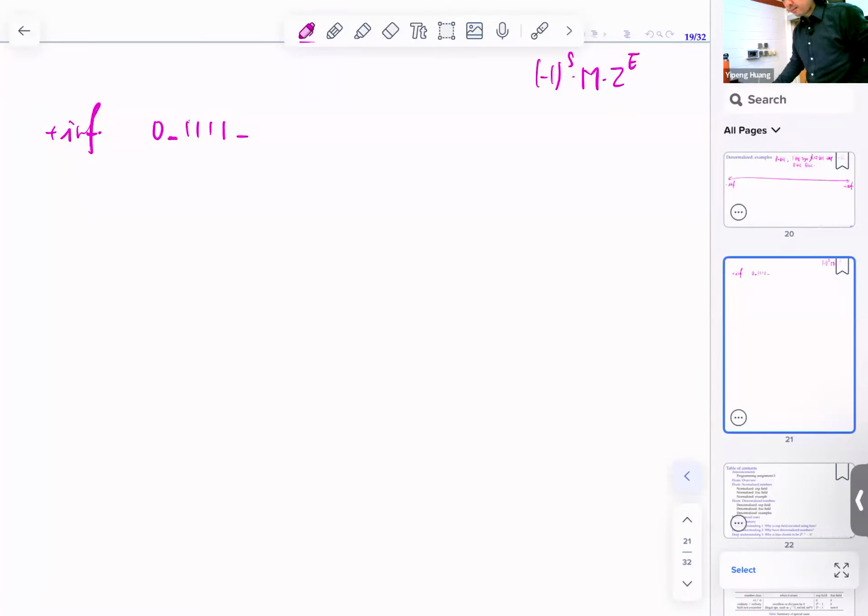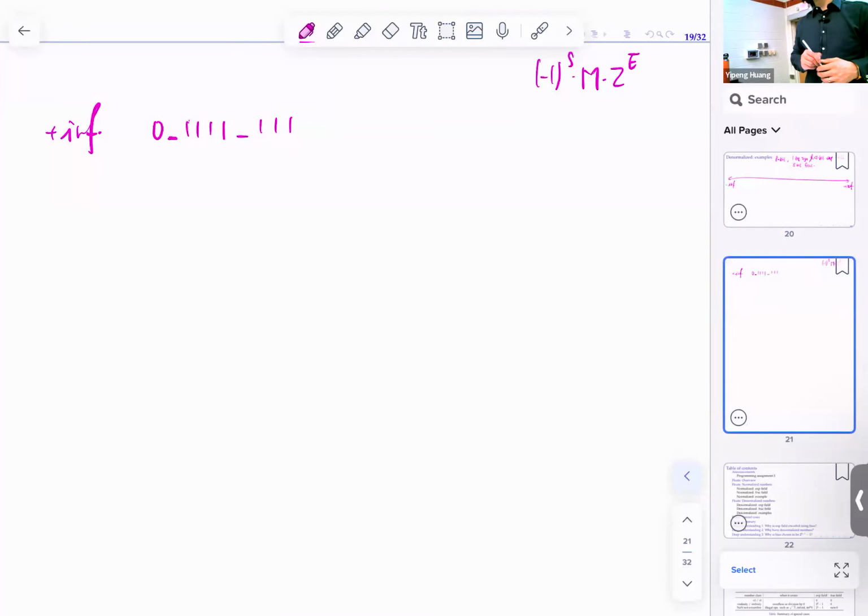And the rest of the bits, same thing, all the frac field bits will be filled in with 1. This is just a special representation for positive infinity.